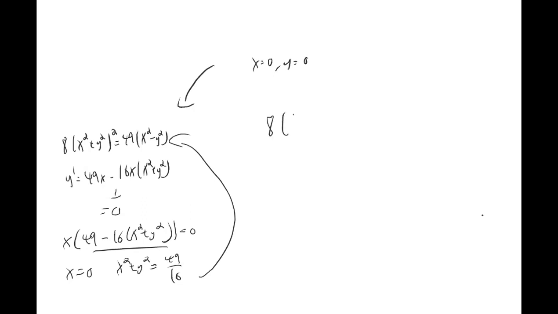8 times 49 over 16 squared equals 49 x squared minus y squared. If I solve for this, the 49 squared cancels out with the 49, and then the 8 cancels out with the 16. So you should get something like x squared minus y squared equals something like this, right? Okay. Good.